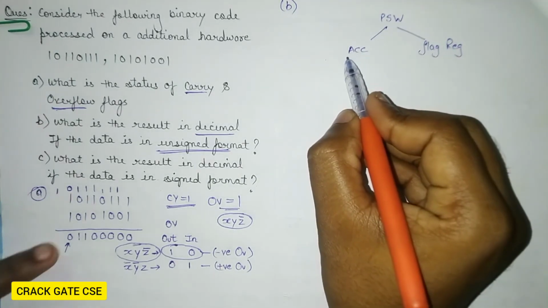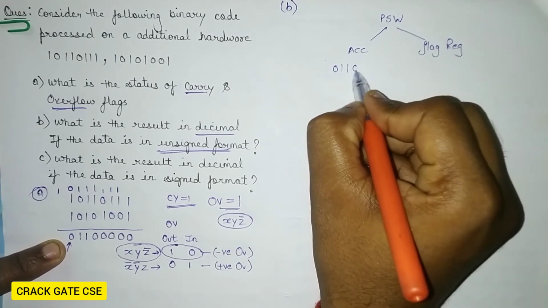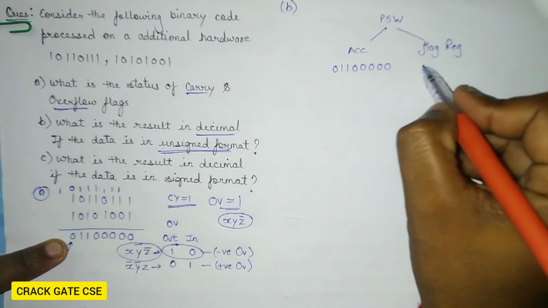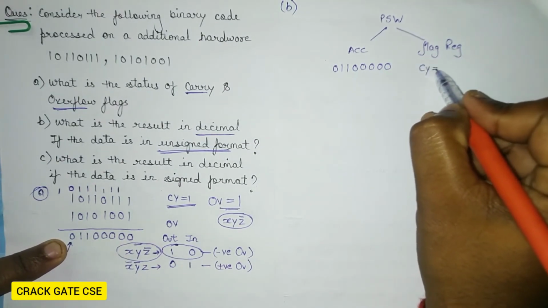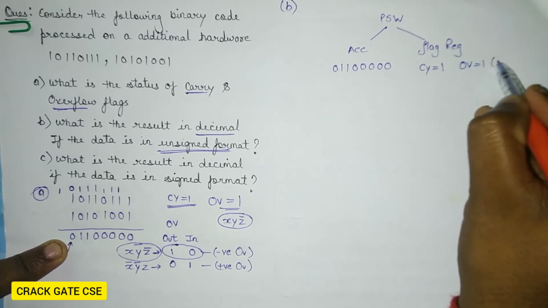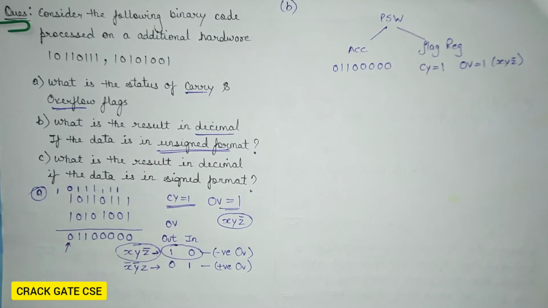In the accumulator, the result of the addition will be stored. So this is 0 1 1 0 0 0 0 0. And in the flag register we will have the flag for carry, which will be set, and for overflow, which will be set. Here I'm just writing it down for reference so that we know that it is a negative overflow.